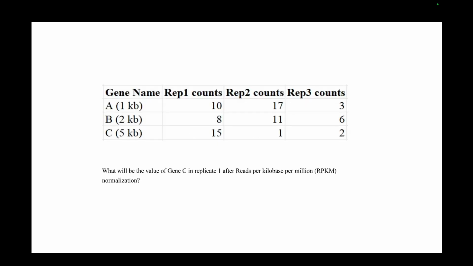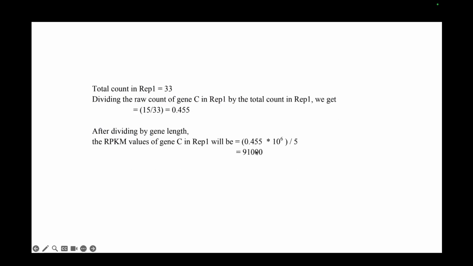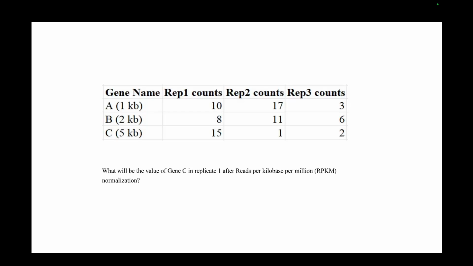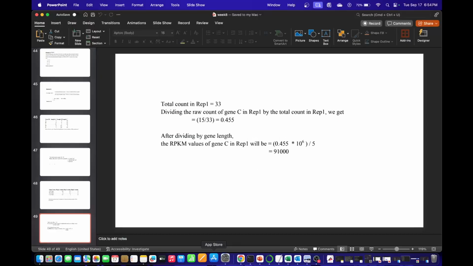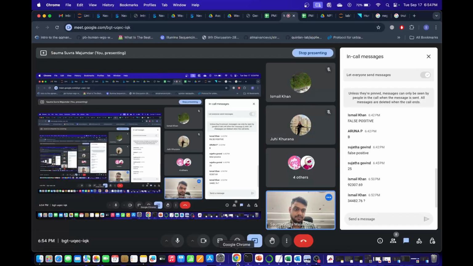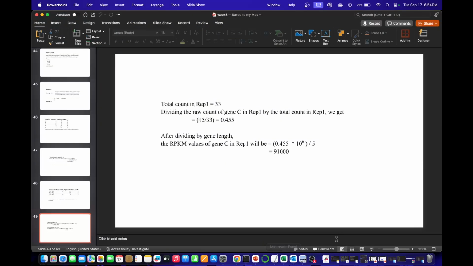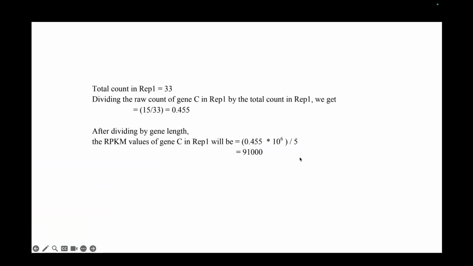Then you convert it to RPKM. So 0.455 times 10 to the power 6, and 5 kb is your gene length, so you divide by that. It's around 91,000. It's actually 91,000. Simple: you take the total, divide the count of gene C by the total to get this value, then convert it to million and divide it by the gene length for RPK.